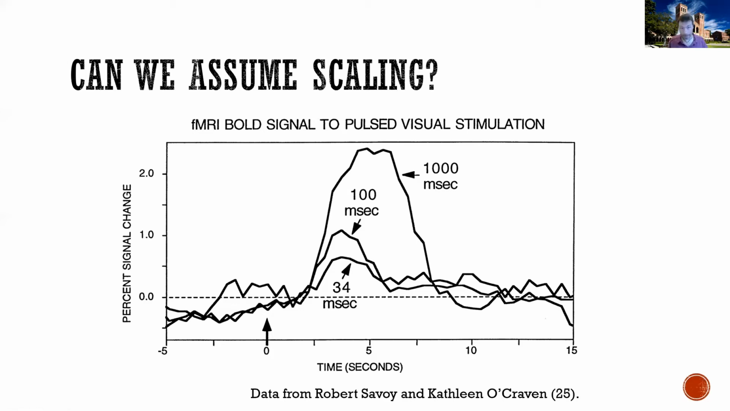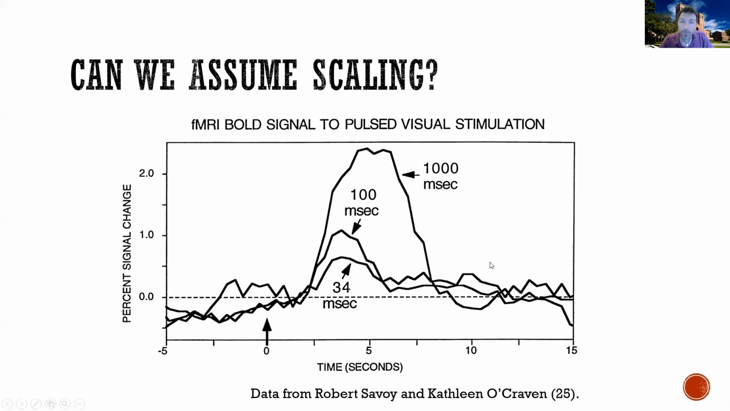Savoy and O'Craven did this experiment under 3 different conditions. In condition 1, you were shown a pulsed visual stimulus for 34 milliseconds. And the response you got was this. Then in condition number 2, you were shown the same stimulus, but for 100 milliseconds. And you see this response. In condition number 3, you were shown the same stimulus, but for 1 second, and you get this big response. And so the question now is, does the response scale linearly?